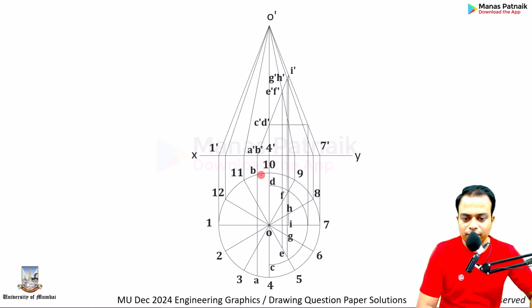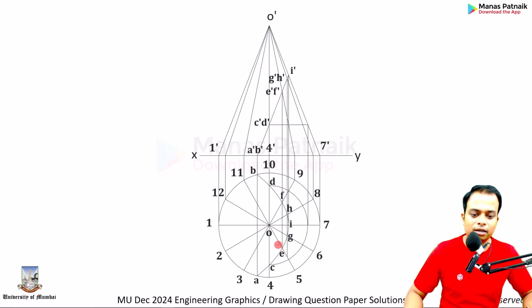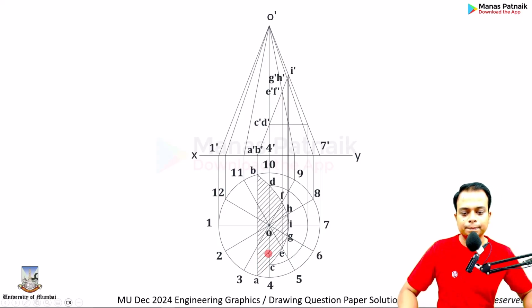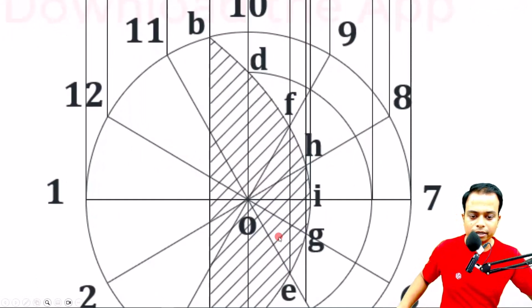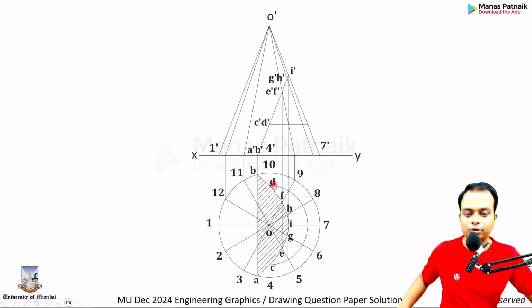This is what you're going to have. B, D, F, H, I, G, something of this sort. I missed something. G, E, I missed something. Anyways, it is going to look something of this sort. And yeah, this is the hatching. If you want, I can zoom into this. This is how it should look.